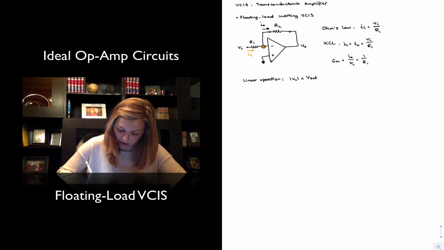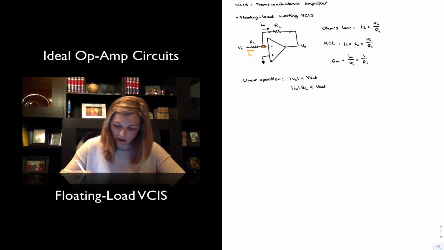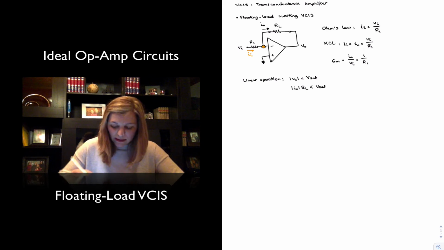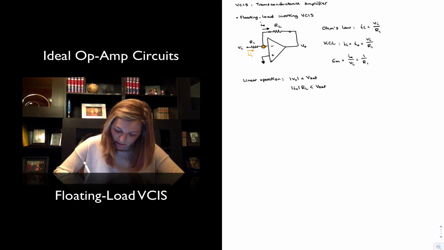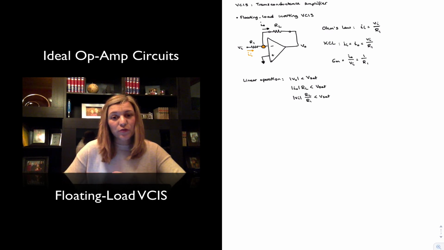We will have I out times RL needs to be less than V sat. And again, we can relate I out to V in, because we know I out is equal to V in divided by R1, and so I can rewrite this as V in times RL divided by R1 must be less than V sat. And so that essentially gives me the range of input voltages V in for which the circuit operates linearly.